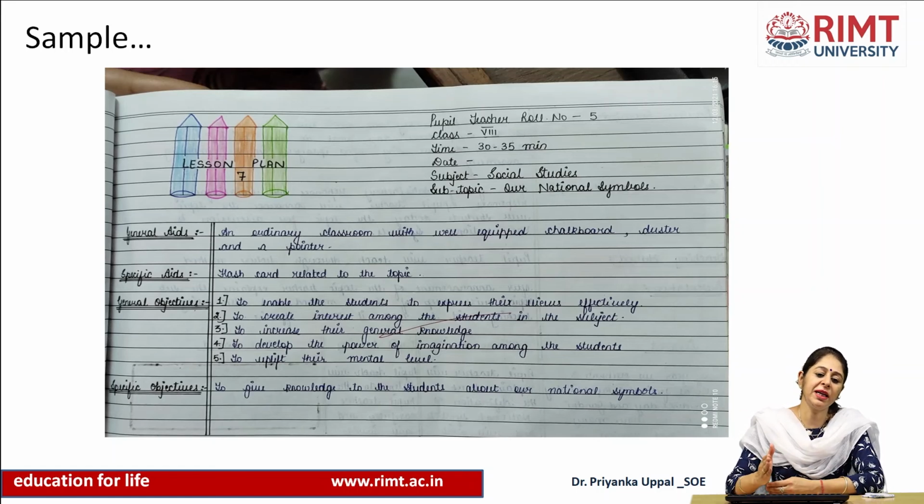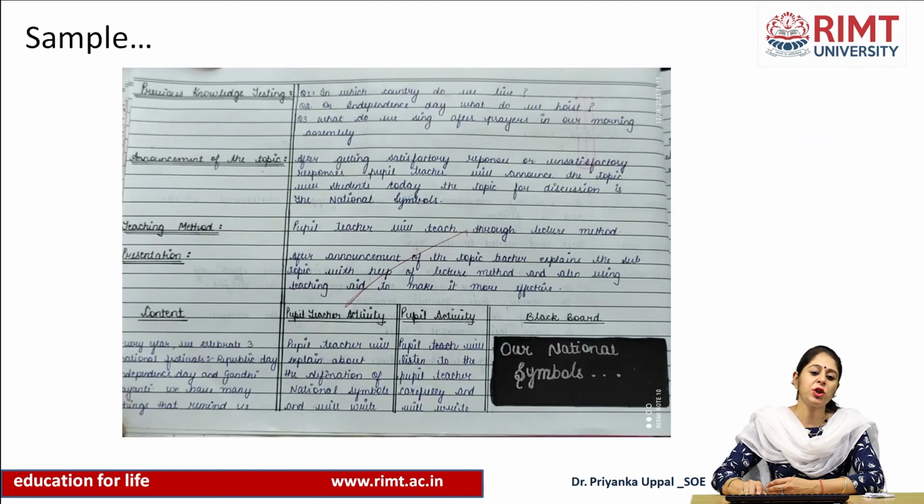After completing the general objectives, the next step is specific objectives. Specific objective is always related to the topic. Then previous knowledge testing, where 3 questions are related to our national symbols. After that, announcement of the topic. The PT will announce the topic: today we will discuss national symbols in class.